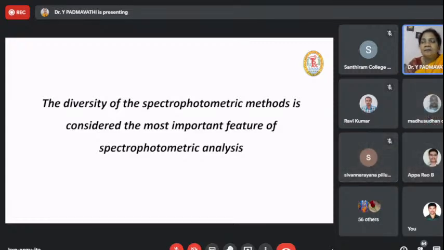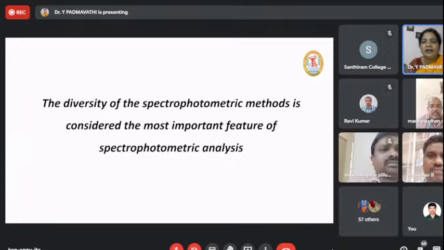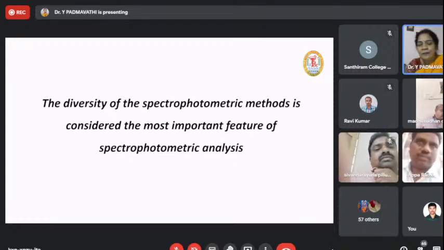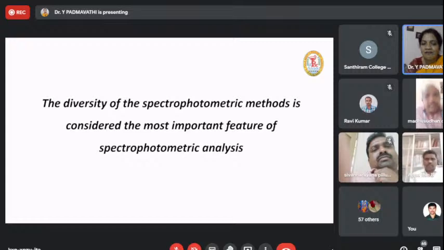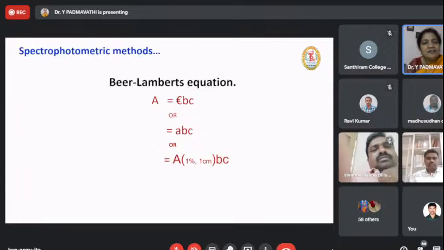I can say they are well suited techniques because they are simple and economical when compared to your high-end techniques, which are expensive, as well as they need a lot of steps, starting from preparation of the sample to execution of the results. The diversity of spectrophotometric methods is considered the most important feature of spectrophotometric analysis. The fundamental equation used in spectrophotometric methods is Beer-Lambert's equation.